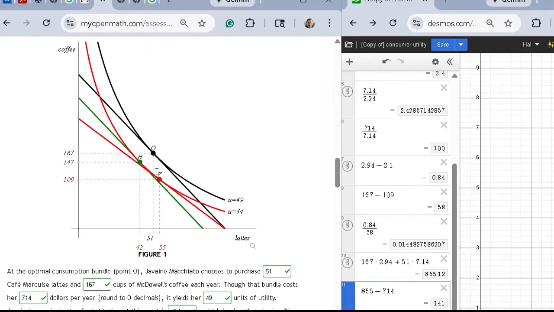And if you look at the income effect for lattes, the decrease in lattes from 51 to 42 is smaller than the increase in lattes from point H to point F. So we say the substitution effect dominates the income effect for lattes. The substitution effect dominates in coffee too. The decrease in coffee went from 167 to 147 on the income effect, but it went from 147 to 109 on the substitution effect.